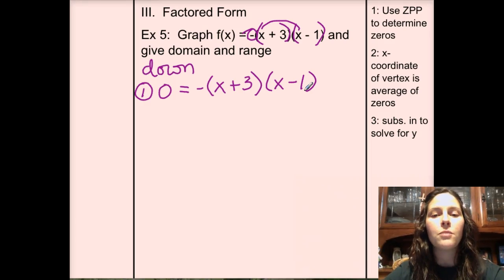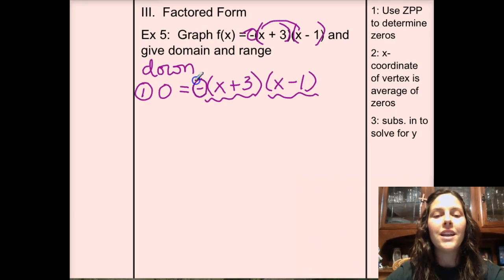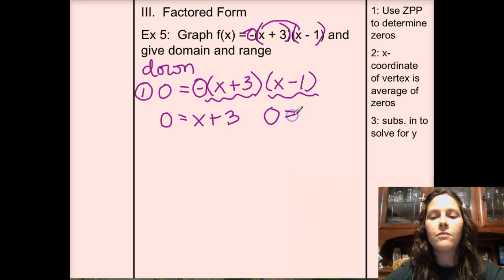Remember, zero product property means that if we have multiplication to 0, the only thing that we can be multiplying by is 0. I'm not going to use this value out front. It's -1, and -1 does not equal 0. It doesn't have a variable piece, so that does not help us find our x-intercepts. So I set my two binomials equal to 0, and I solve for my two x-intercepts.